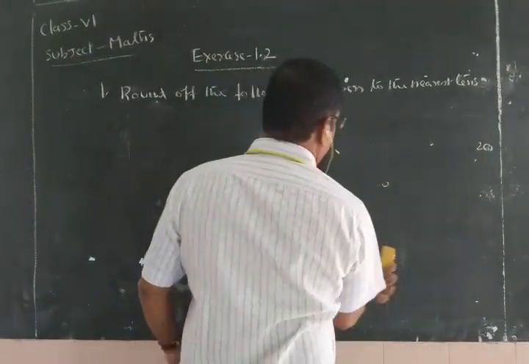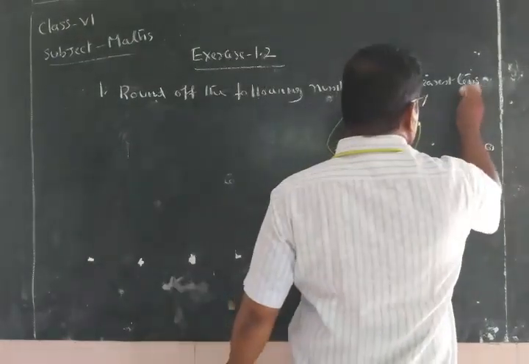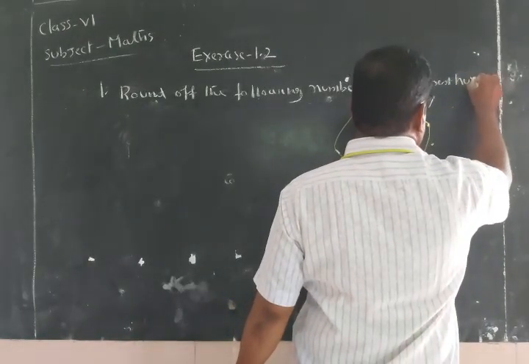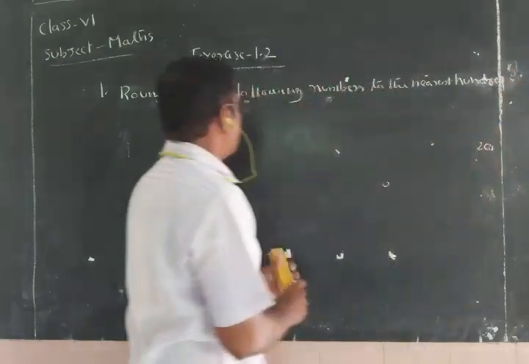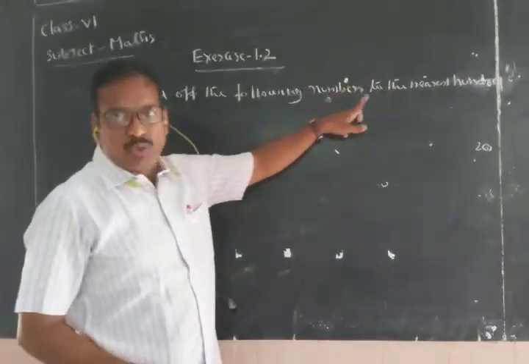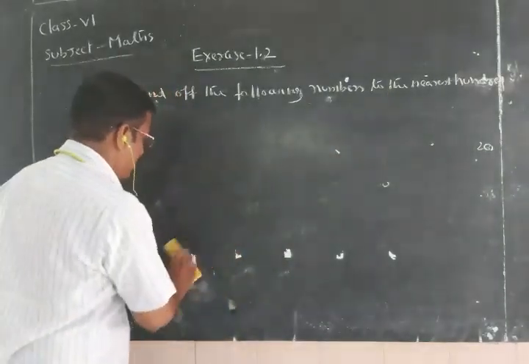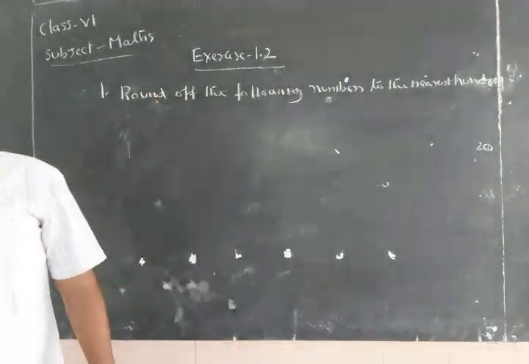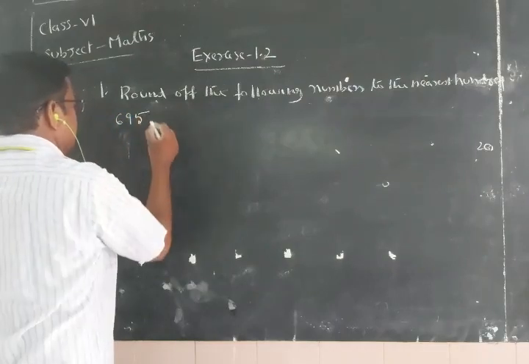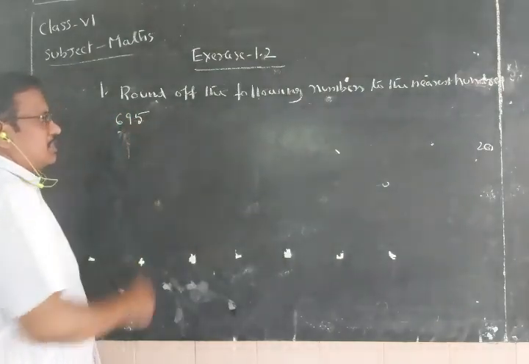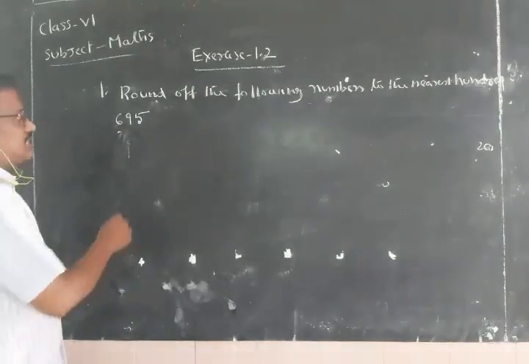The next one. Round up the following numbers to the nearest 100. So I write the sums. The first one is 695.